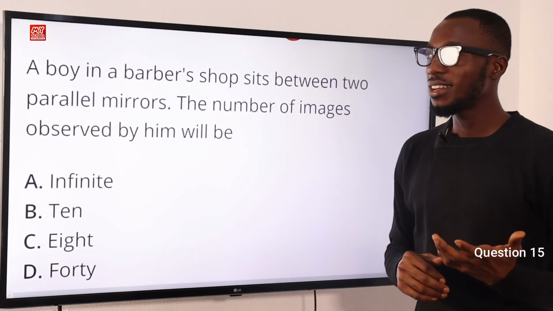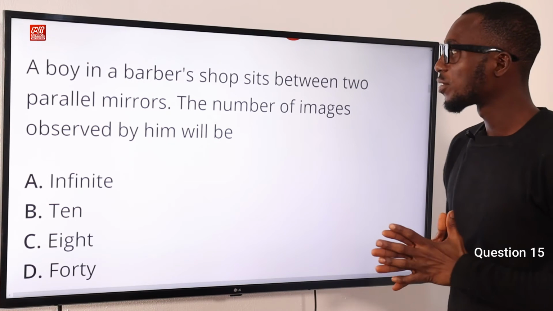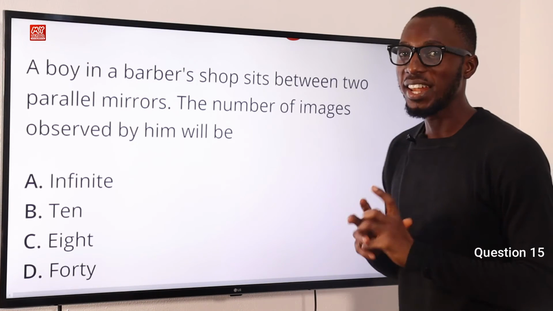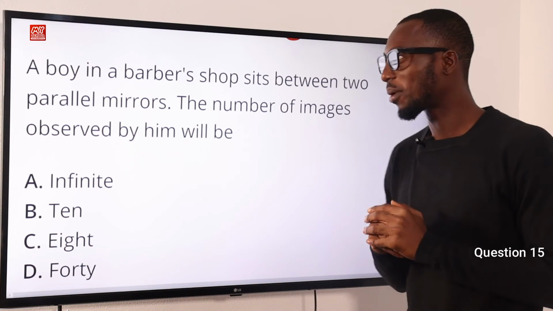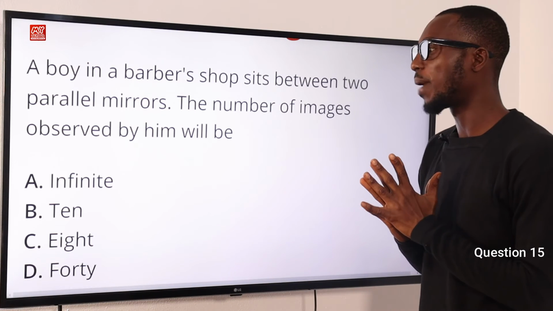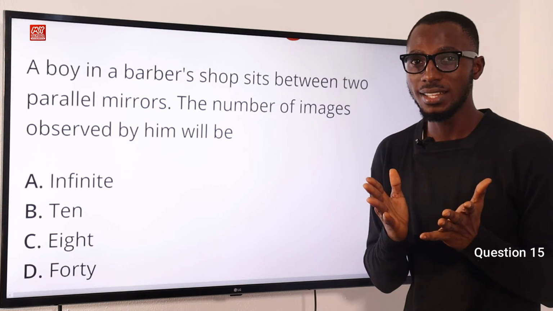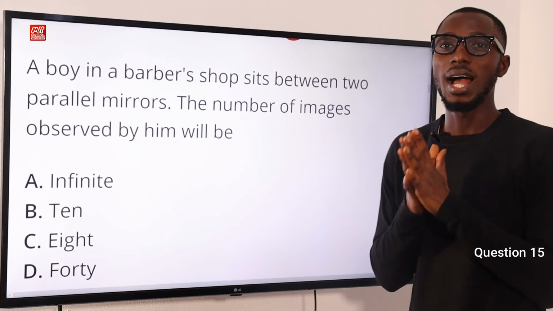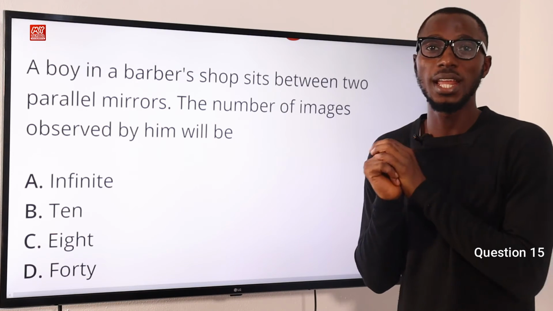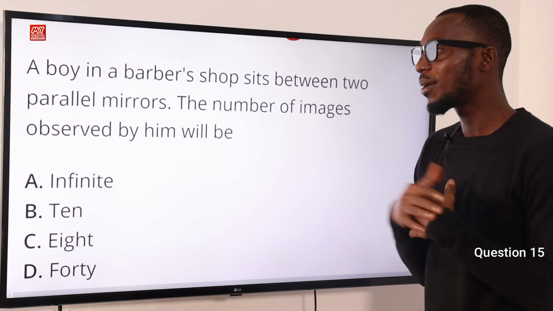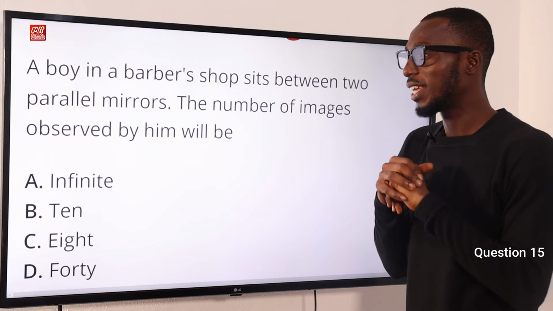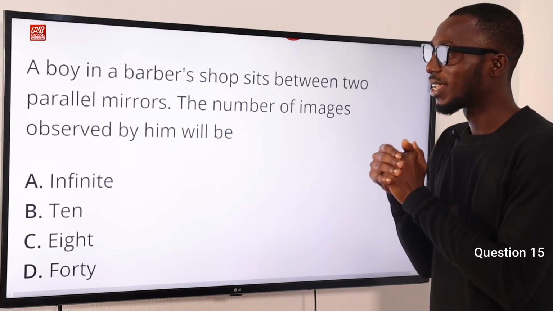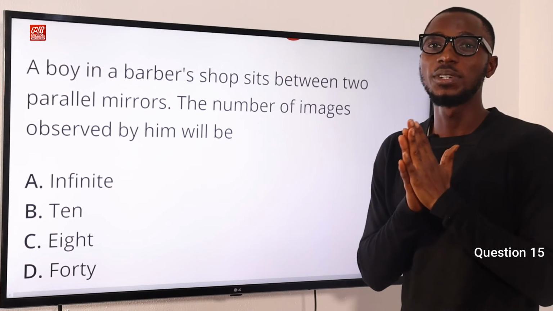Number 15. A boy in a barber shop sits between two parallel mirrors. The number of images observed by him will be infinite. If these mirrors are positioned at right angles, you are going to get 3 images, but since they are parallel, what you are going to observe is an infinite number of images. So the correct option here is option A.